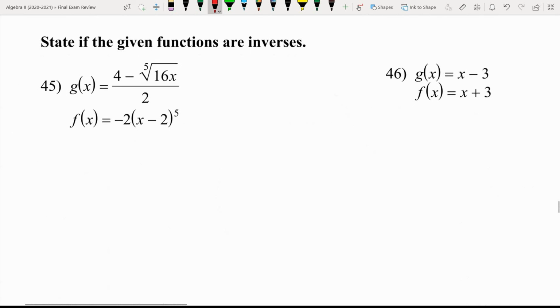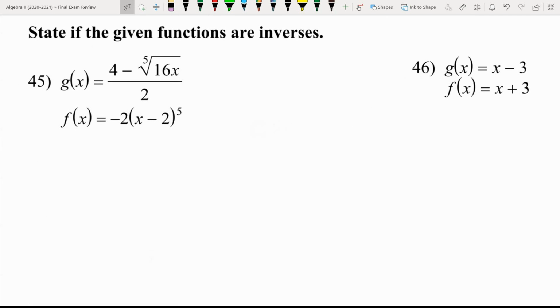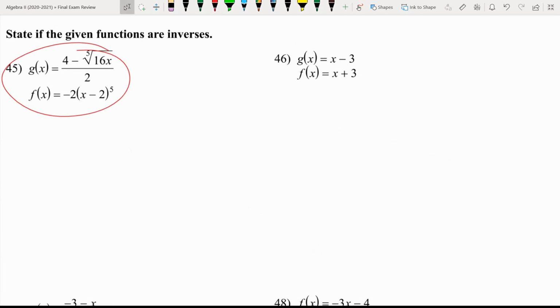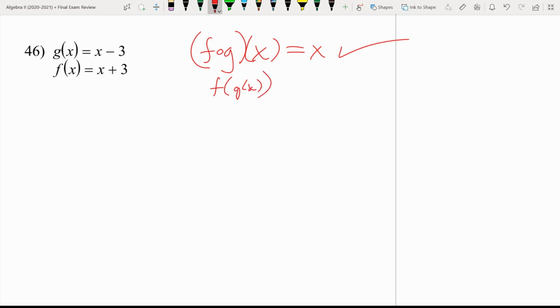Stating whether given functions are inverses, probably the easiest way to do this is to plug one inverse into the other and see what happens. The first one is probably a little bit more difficult than I'm going to give you. Let's do one of these other ones. I'll look at number 46 here. And so the idea is if you plug in f of g of x, do the composition function, if it's equal to x, that means they're inverses of each other. So let's try this out on this one. And remember, this just means f of g of x, like this, okay?